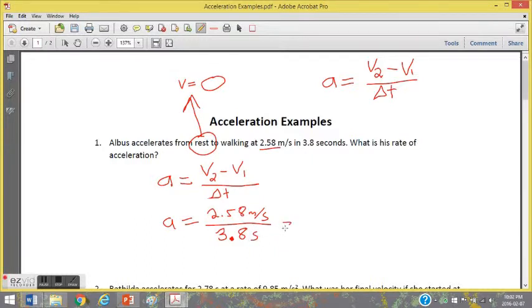One thing about acceleration is that all of the units have to be meters per second for the speed and seconds for the time, because our unit for acceleration is, and I'll show you in a second here as we go through this, so 2.58 divided by 3.8 works out to, with two significant digits, 0.6789, so it would round to 0.68.